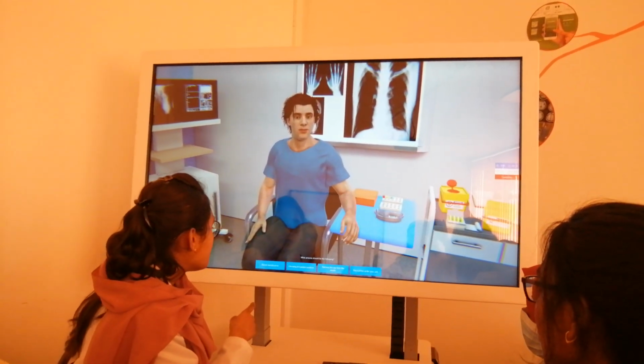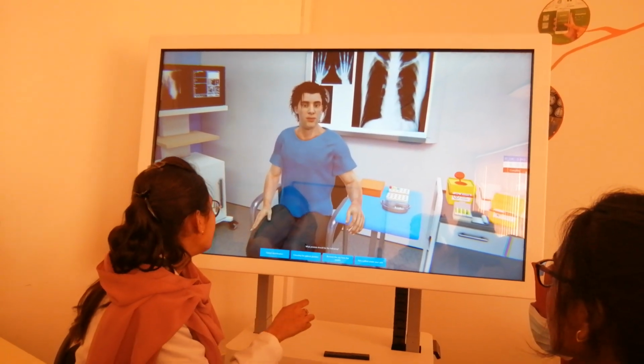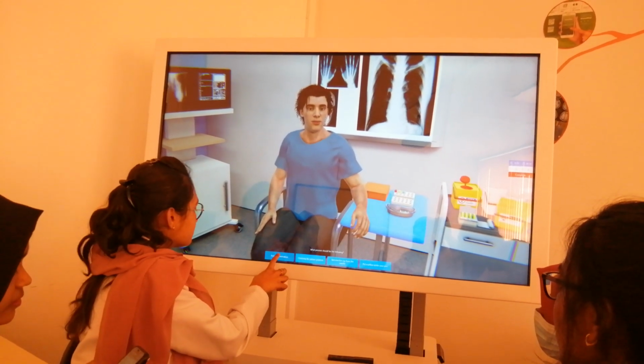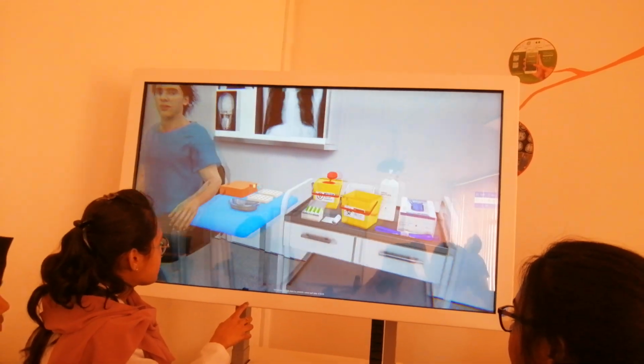Patient identification. Choosing the patient position. Remove the cap from the needle. Put a pillow under the patient identification. Introduce yourself. Ask the patient's name and date of birth.